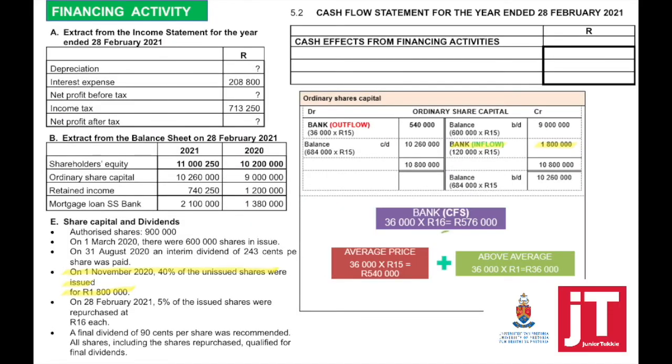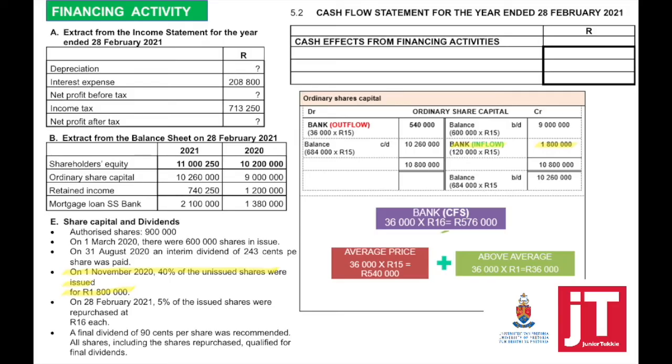If we look at the financing activity, we need to look for ordinary share capital, the retained income note, and loans. Financing activity means we need finances. What are our options? We can borrow money or we can sell shares to the public.